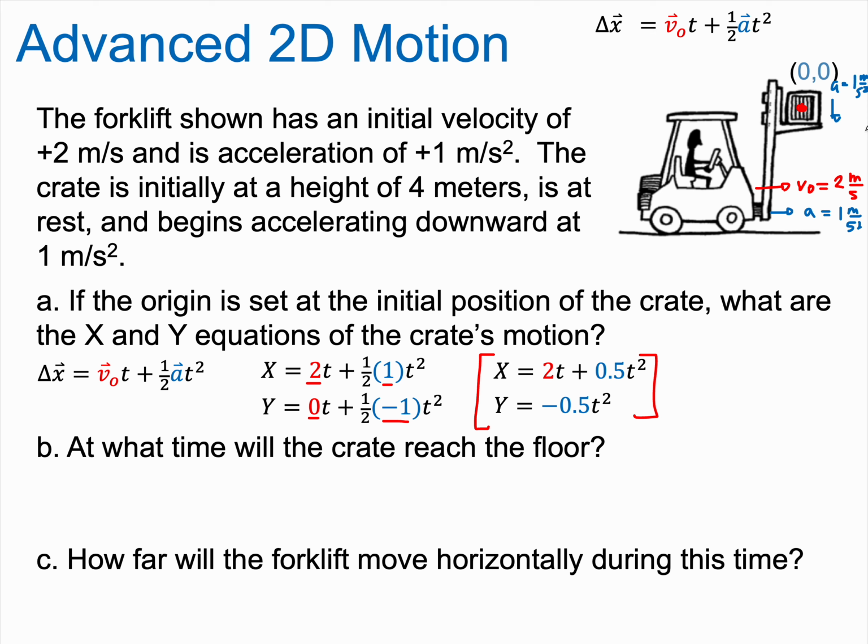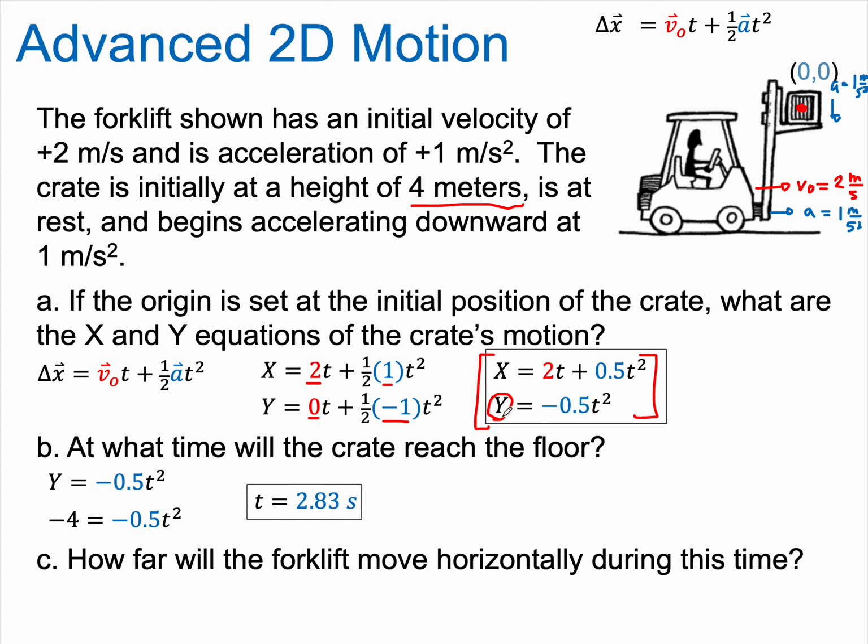B, at what time will the crate reach the floor? Well, remember it started out at 4 meters above the floor, we just need to figure out, when is this y position going to be 4 meters below where it started? So if we use that equation, plug in -4, you can very quickly work it out. t is going to be the square root of 8, or 2.83 seconds.